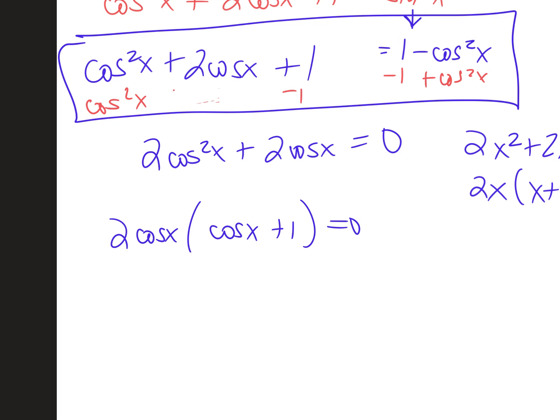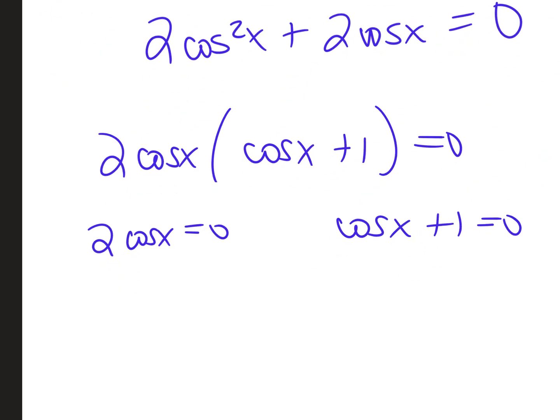Now that you've factored, what do you do with each piece that you factored? You set it equal to 0. So 2 cosine x equals 0. Cosine x plus 1 equals 0. How do I get cosine x on the left-hand side all by itself? Divide by 2. Good. So I have cosine x equals 0. On the right, what do I do? Minus 1. So you have cosine x equals negative 1.